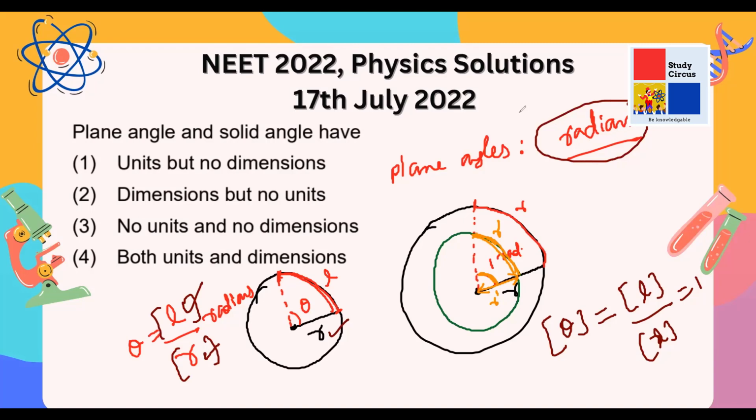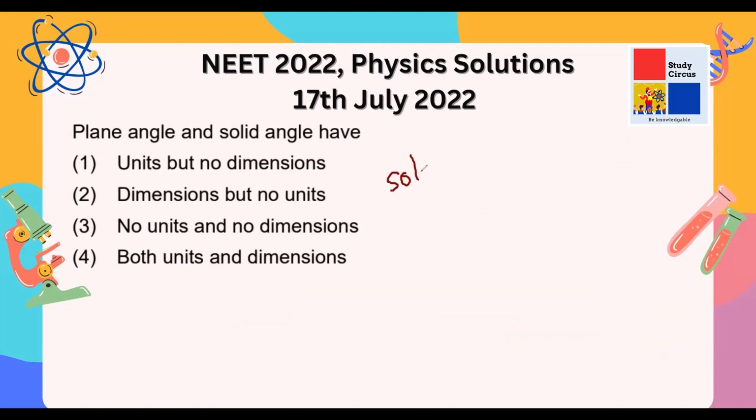Similarly, if we talk about solid angles, the unit is steradian. Steradians or sterads in short, right? And this is used to measure solid angle.